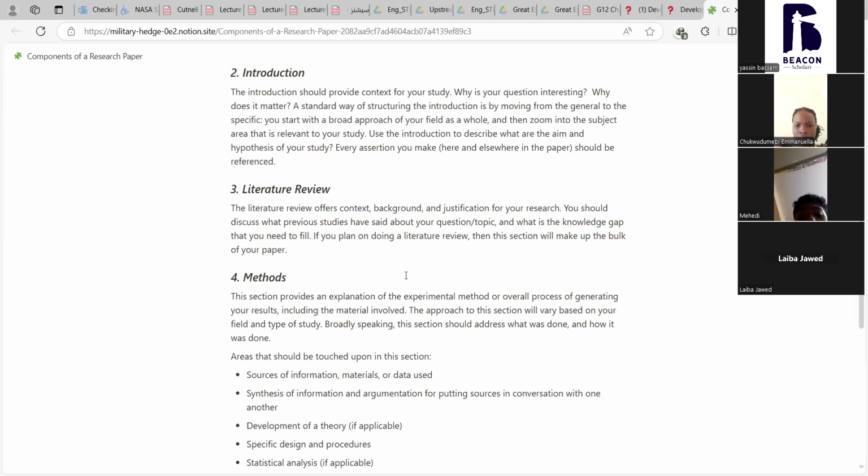it's a type of research paper where you only analyze past research papers. Just summarize all the research papers in your own words, and make the citation for all of them. Do you get it? Yeah. So also, if you plan on doing a literature review, then this section will make up the bulk of your paper. I also want to ask if anyone is going to make a systematic review or something like that.